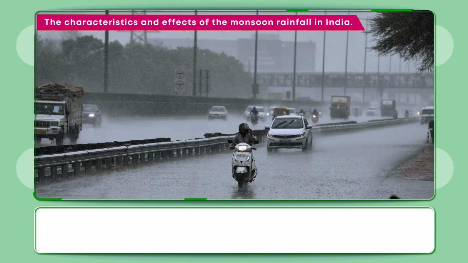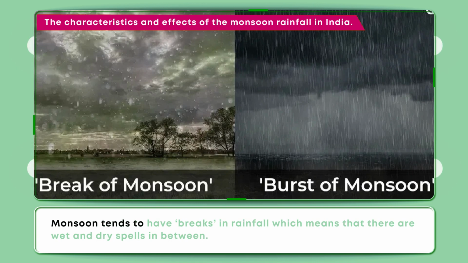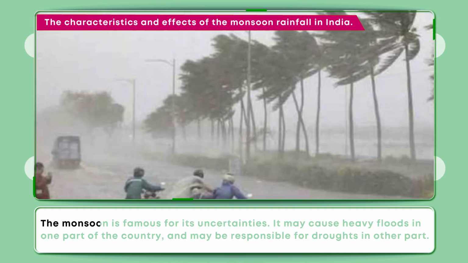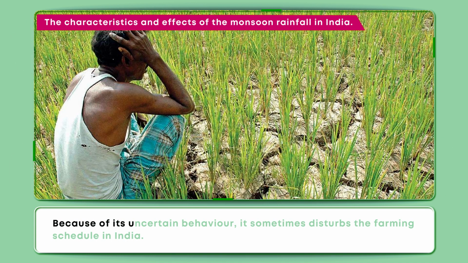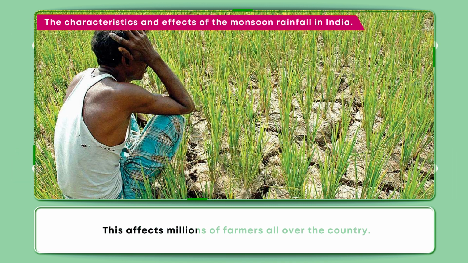The characteristics and effects of the monsoon rainfall in India. Monsoon tends to have breaks in rainfall, which means that there are wet and dry spells in between. The monsoon is famous for its uncertainties. It may cause heavy floods in one part of the country and may be responsible for droughts in other parts. Because of its uncertain behavior, it sometimes disturbs the farming schedule in India. This affects millions of farmers all over the country.